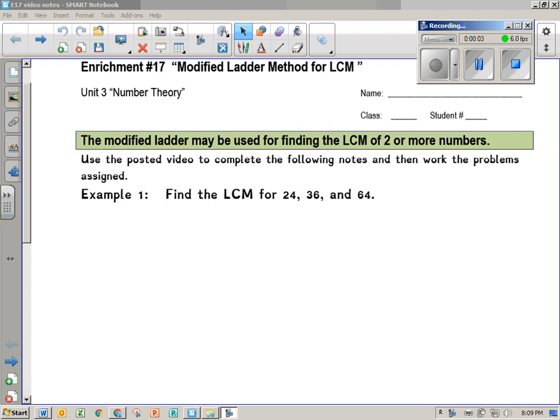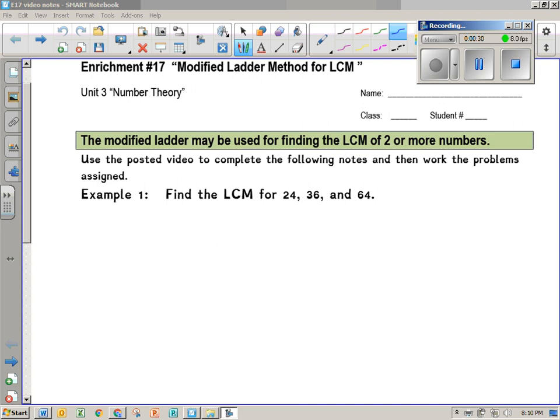Okay, I'm glad you chose this enrichment because this is really one that will be helpful to you on finding LCM. Hopefully you'll try it before the Unit 3 test. That would be great. But I promised previously that I would show you the modified ladder. You can use it to find the least common multiple for two numbers or for more than that.